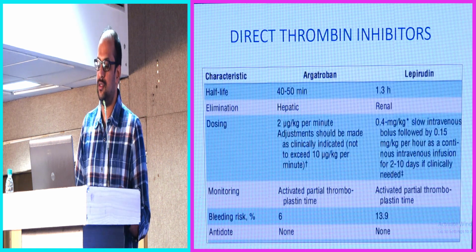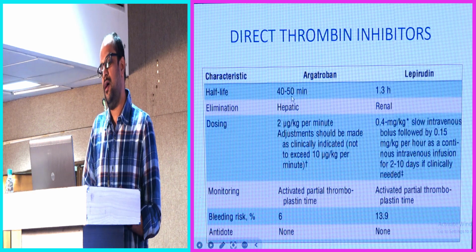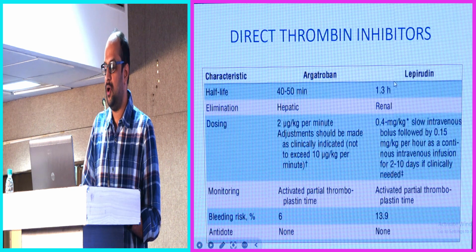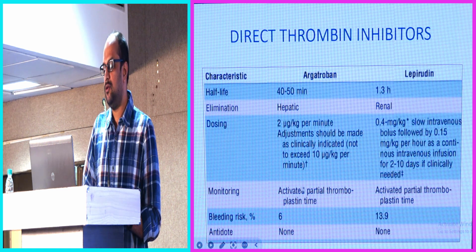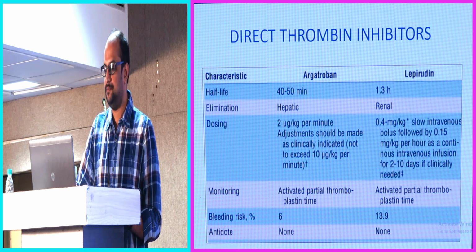This cartoon shows a comparison between argatroban and lepirudin. Argatroban has a half-life of almost 40 to 50 minutes, lepirudin around 1.2 hours, and argatroban is predominantly eliminated by the hepatic route and lepirudin by the renal route. And if you want to monitor, we need to monitor APTT for both these drugs. Yes, there is some amount of bleeding risk, and there is no antidote available, and as I said, if there is any bleeding, we may need to give FFPs.